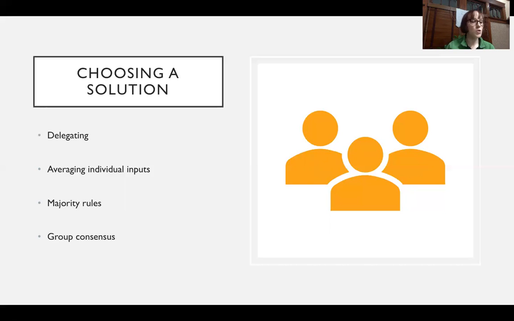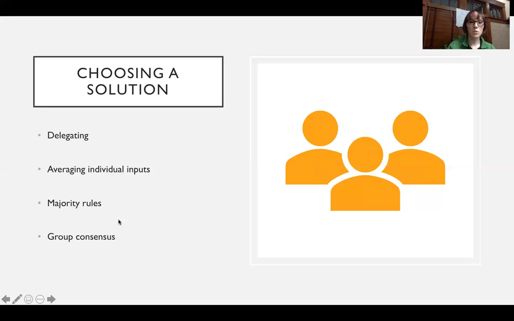Then we can also do the majority rules, which we will revisit when we talk about consensus and whatnot in groupthink. But this is where you rely on the majority rules. So if we get over 50% of people in the group going with one course of action, that's the one we go with. And then the other one is group consensus.